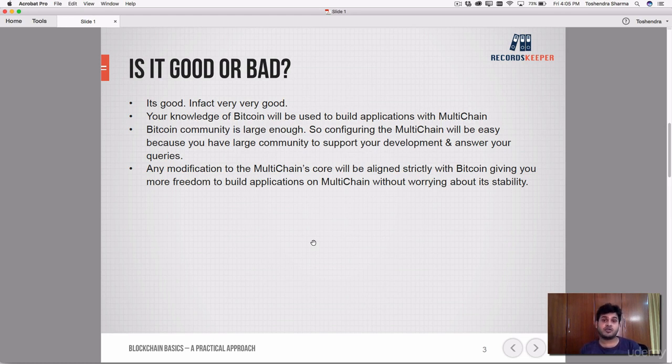And of course, since multi-chain depends on the Bitcoin core, if it is modified in the future, multi-chain will be aligned with Bitcoin. So you are already aware that they will follow certain rules, which is good information for you, because now you can focus on your development rather than worrying about whether multi-chain will change its infrastructure in the future or not, because they will follow Bitcoin.